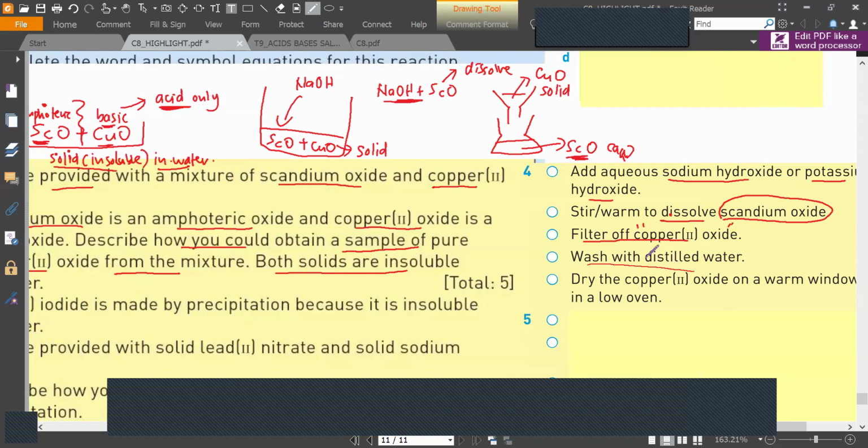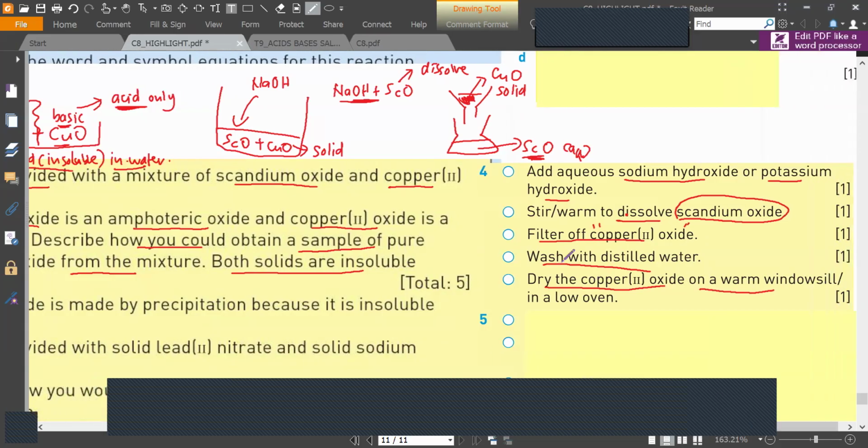Now we can wash with distilled water. We wash the copper oxide to make sure it's clean, and then we can dry the copper oxide on a warm window sill, or in a low oven. So this is how we do it. That's the idea.